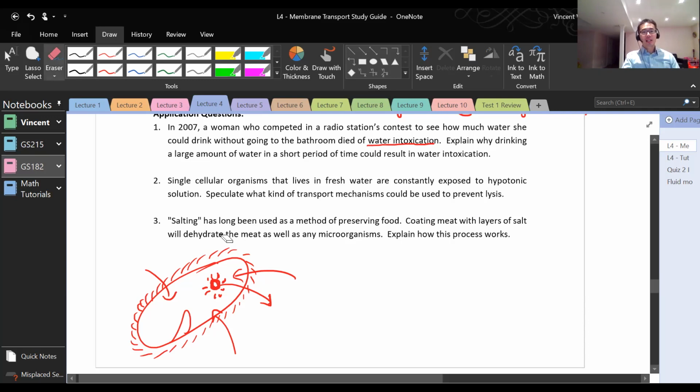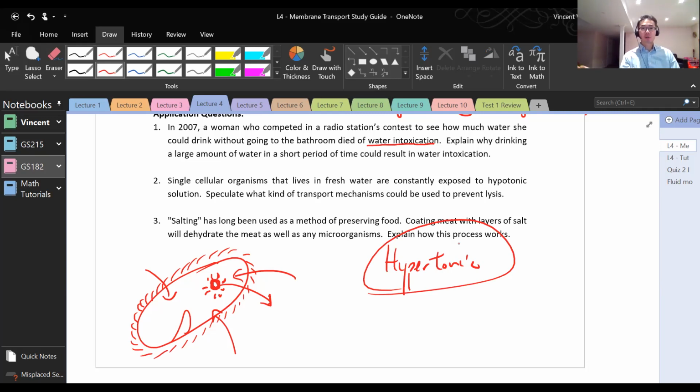Number 3, salting has long been used as a method of preserving food. Coating meats with a layer of salt will dehydrate the meat as well as any microorganism. Explain how this process works. So it's very obvious, right? I hope it's very obvious. By having a lot of salt, you create a hypertonic environment, right? Okay, so that sucks all the moisture out of the cell, right, out of the microorganisms, and essentially kills them. And without microorganisms, the food is not going to spoil. Okay, so that is essentially how you make cured meat.